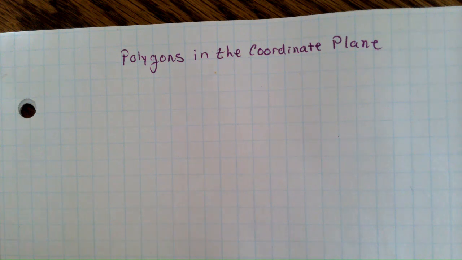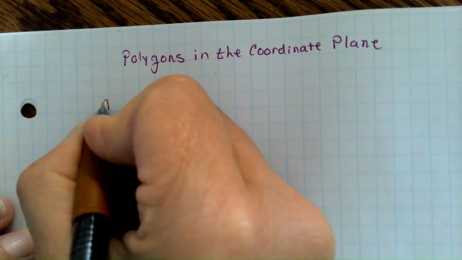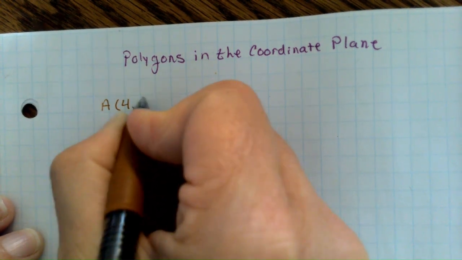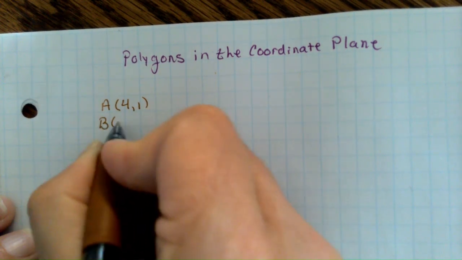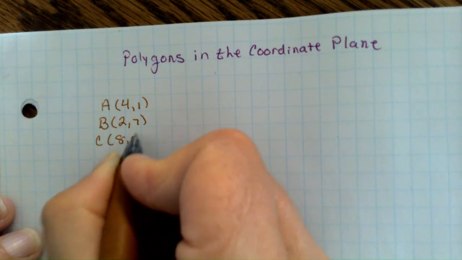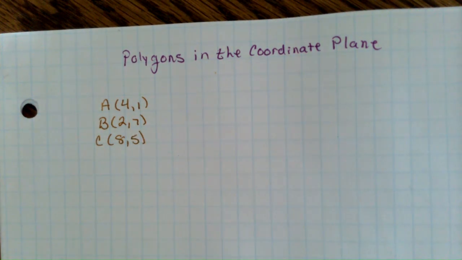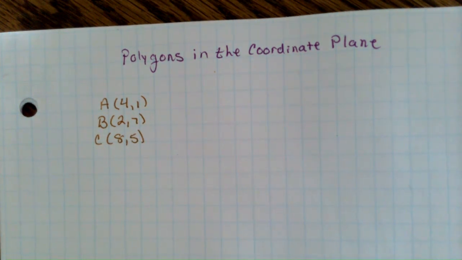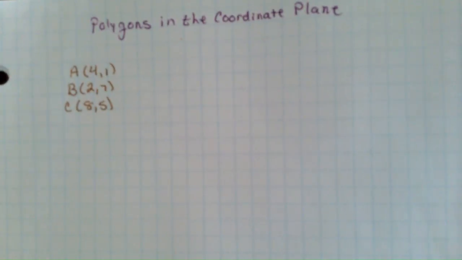All right, I'm going to give you 3 points. A is going to be at (4, 1). B is going to be at (2, 7). And C is going to be at (8, 5). Already you should know that because I'm giving you 3 points, this is going to be a triangle. But what type of triangle? Is it scalene, equilateral? Is it isosceles? Is it acute? Is it obtuse? Is it right? How do we know?